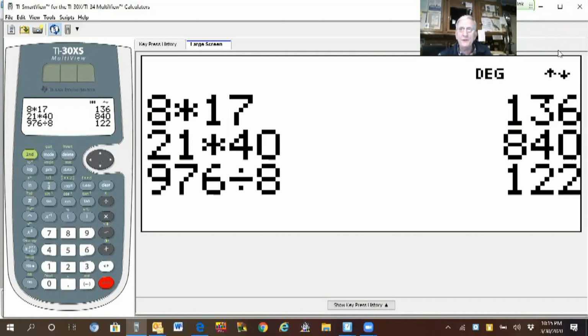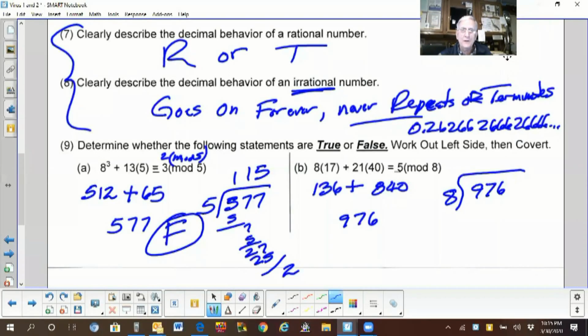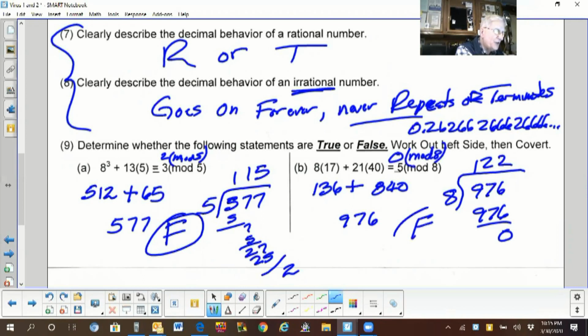So all I have to do is write down, this came out exactly 122. There is no remainder. It is 0. So this should be 0 mod 8. So this is also false. When you take these types of problems and do them on the quiz, you must show your work like this and show me what it is you get for the answer and why the answer is true or false.